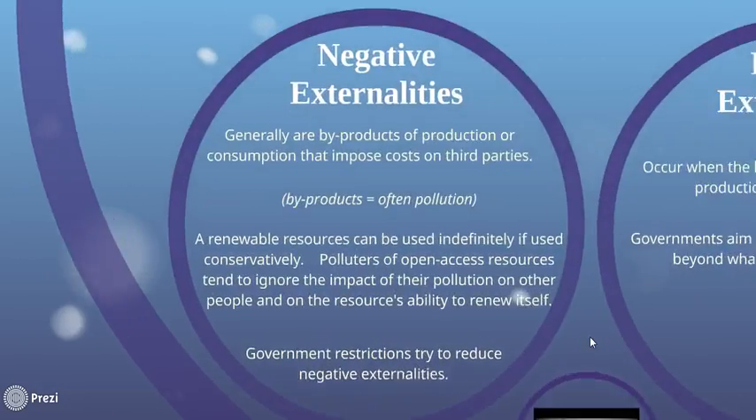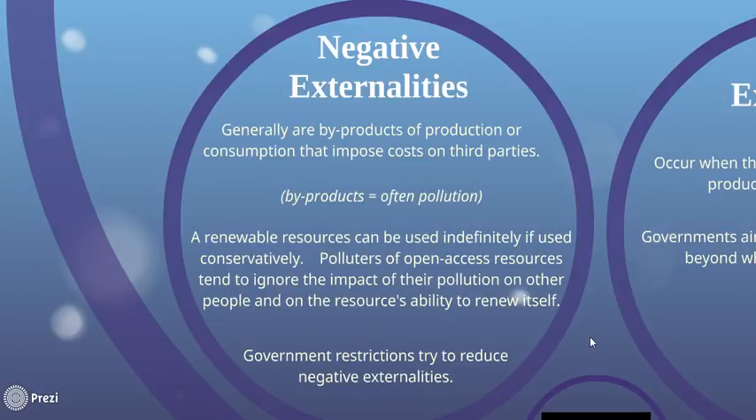So let's talk specifically about negative externalities. They're generally the byproduct of production or consumption that imposes costs on third parties. The byproducts are usually pollution, unwanted products of something that you're making. A renewable resource can be used indefinitely if it's used conservatively. Renewable resources being trees, air, water. These can all be used indefinitely if you are conservative with them.